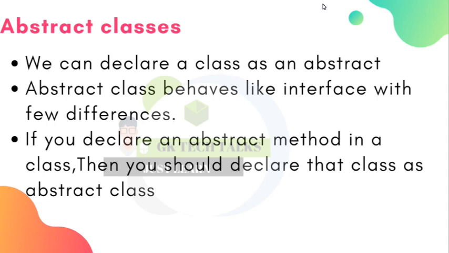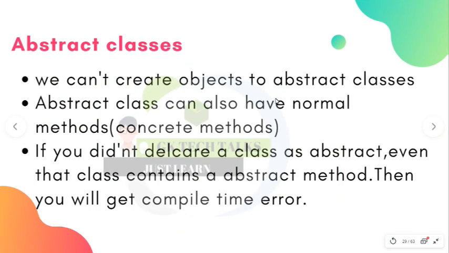If you have a class without any abstract methods, you can still declare your class as abstract. By declaring it like that, you are restricting others from creating an object for your class. So once you declare a class as abstract, you can't create objects for it. If you declare an abstract method in a class, then you should declare that class as abstract. Otherwise, you will get a compile time error. We can't create objects of abstract classes.